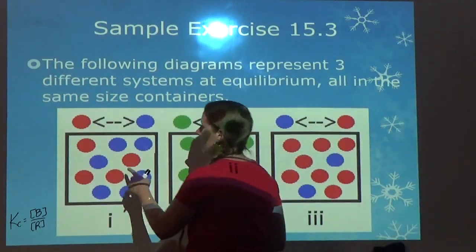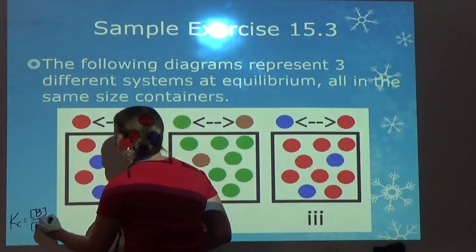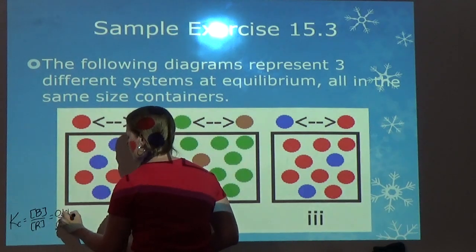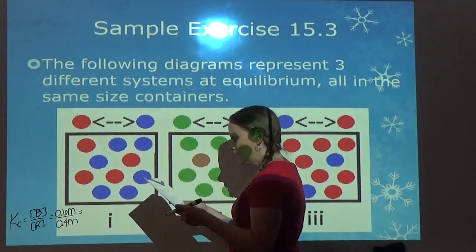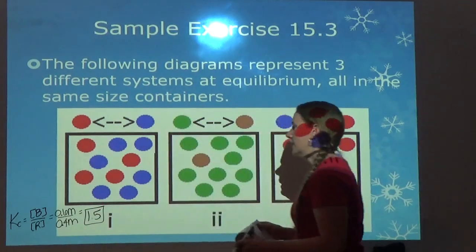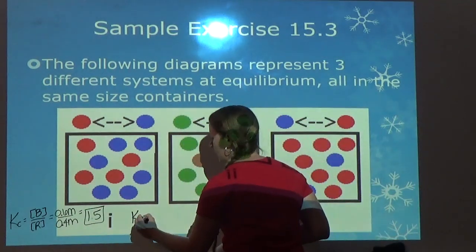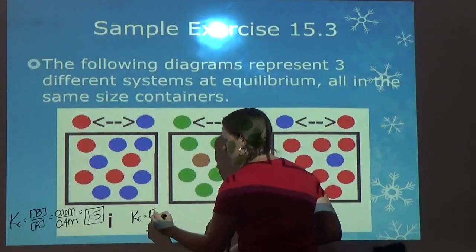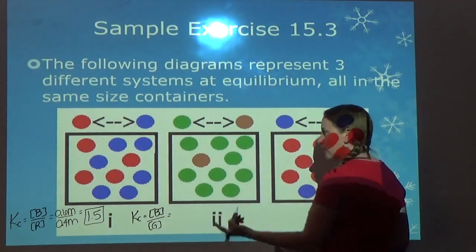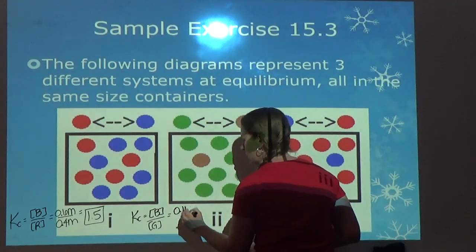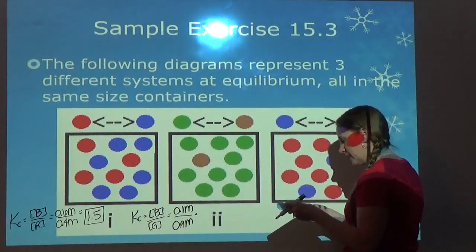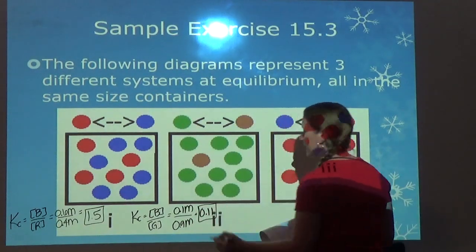So here I have 1, 2, 3, 4. So I have 0.4 molar of my red and 0.6 molar of my blue. Then I just plug in and divide, and I got 1.5. I do the same thing for this one. The Kc would be brown, which I'll just call B, over green, which I'll call G. My brown is going to be 0.1 molar, since there's just one of them, and my green will be 0.9 molar. Once I divide, I got 0.11 as my K value.